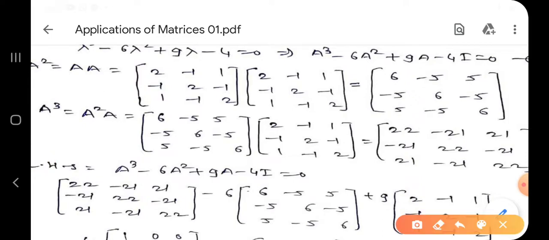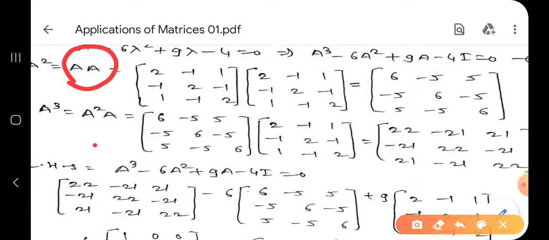So here A square is equal to what? A into A. So write down matrix A into matrix A. Here if you see the matrix 2 minus 1 1, minus 1 2 minus 1, 1 minus 1 2, some form is there, and that form we will use to find A square also. See, if you find the first row only, then you can write the whole matrix. There are some matrices that exist, we can write easily.